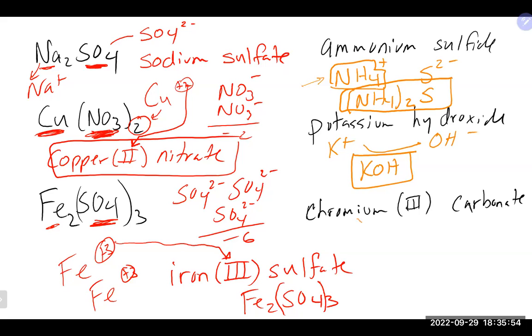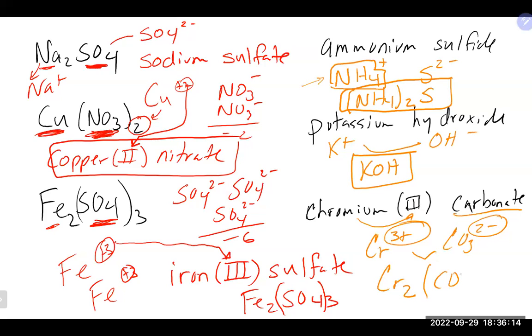Chromium Roman numeral 3 means that my chromium has a +3 charge. Carbonate is CO3 2-. So once again here, the common number is going to be 6. To get my chromium to 6, I need 2 of them. To get my carbonate to 6, I need 3 of them. And once again, we would need some parentheses there to look something like that. Any questions on polyatomic ions? Again, probably that is the most common way that you will use them, with metals.